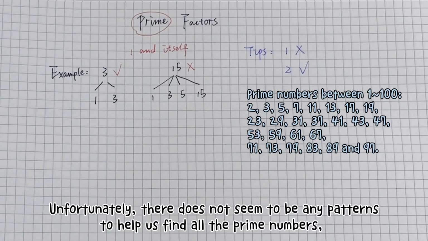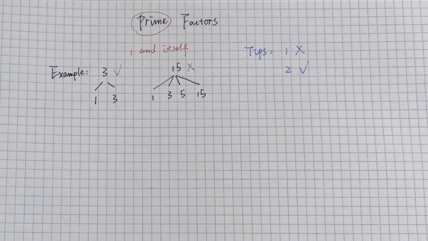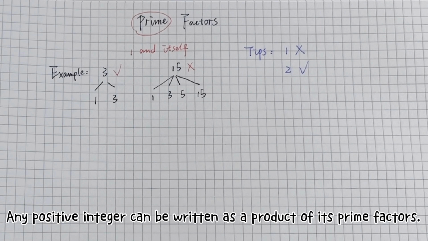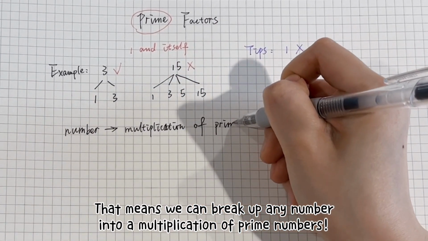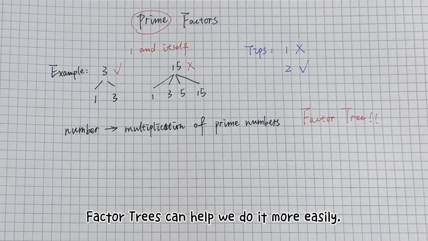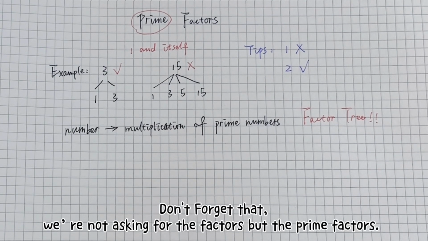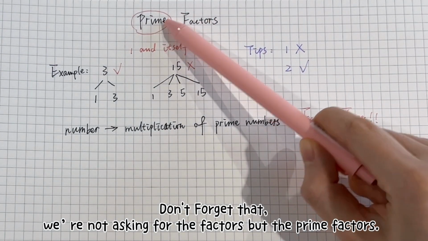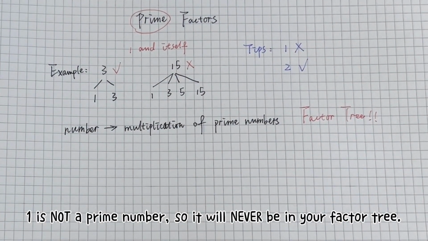Unfortunately, there does not seem to be any patterns to help us find all the prime numbers, but we should have a rough idea of the prime numbers between 1 to 100. Any positive integer can be written as a product of its prime factors. That means we can break up any number into a multiplication of prime numbers. Factor trees can help us do it more easily. Don't forget that we're not asking for the factors, but the prime factors. 1 is not a prime number, so it will never be in your factor tree.